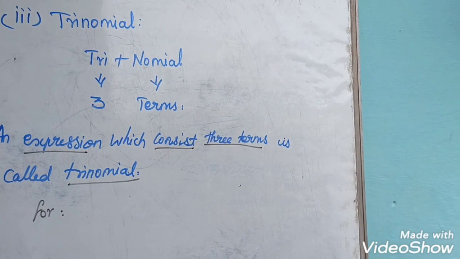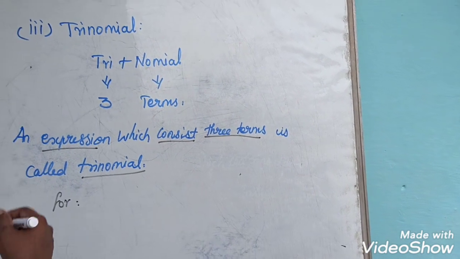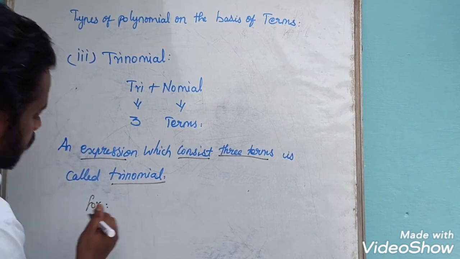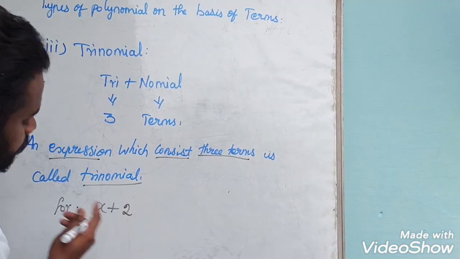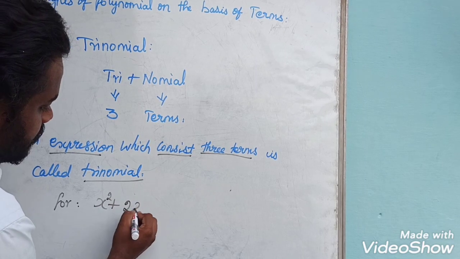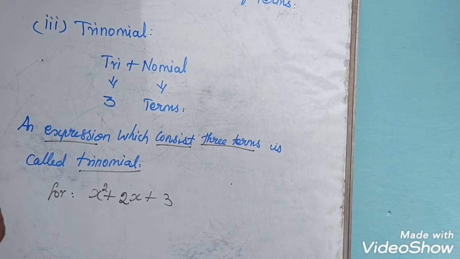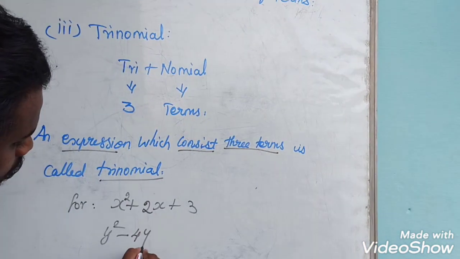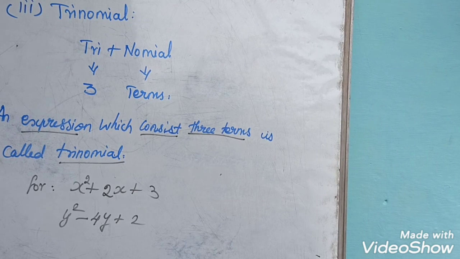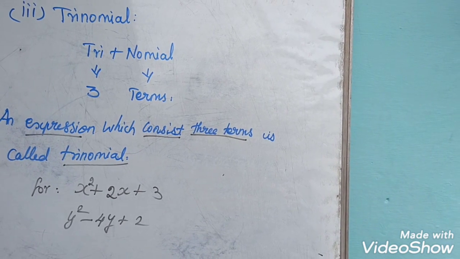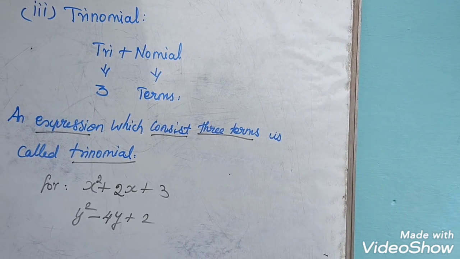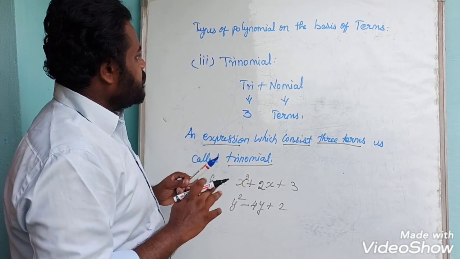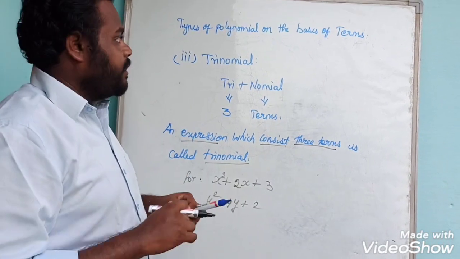So for example, 3 terms in the sense it's a combination of both variable and constant, or variable only. x plus x square plus 2x plus 3, and then y square minus 4y plus 2. So I have written y, x, x. So we say this is a polynomial with one variable. After seeing the types of polynomial, we have to see what are polynomials with one variable.